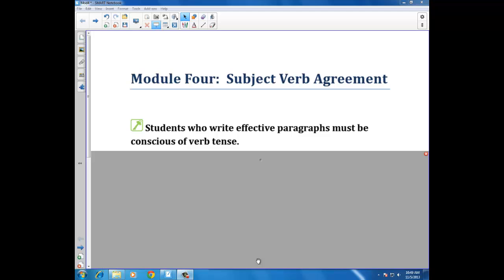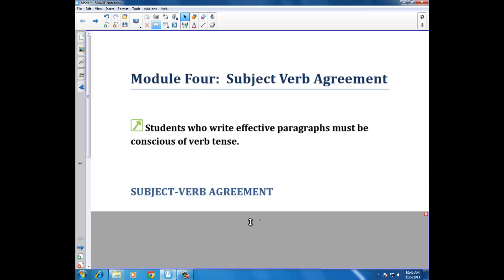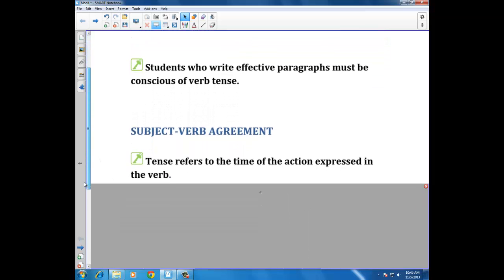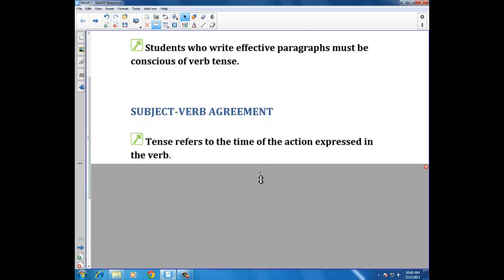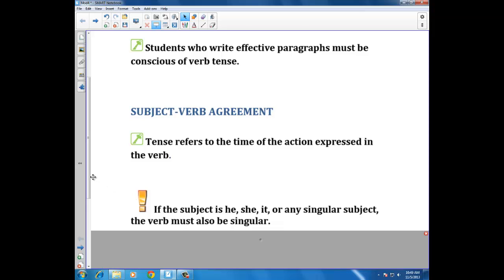The grammatical term tense refers to the time of action expressed in the verb. In the standard American English dialect, the present tense of the verb has certain characteristics depending on the subject that it is used with. The principle of subject-verb agreement states that verbs must agree with their subjects in number.